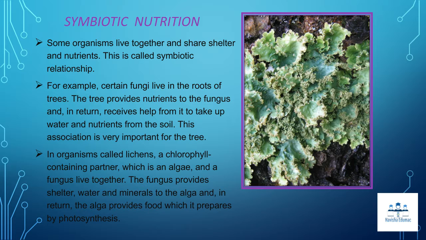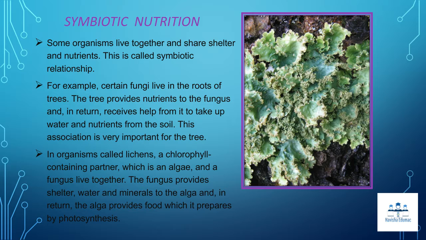Now let us see about symbiotic nutrition. Two organisms live together and share shelter and nutrients. This is called a symbiotic relationship. For example, certain fungi live in the roots of trees. The tree provides nutrients to the fungus and in return receives help from it to take up water and nutrients from the soil. This association is very important for the tree.